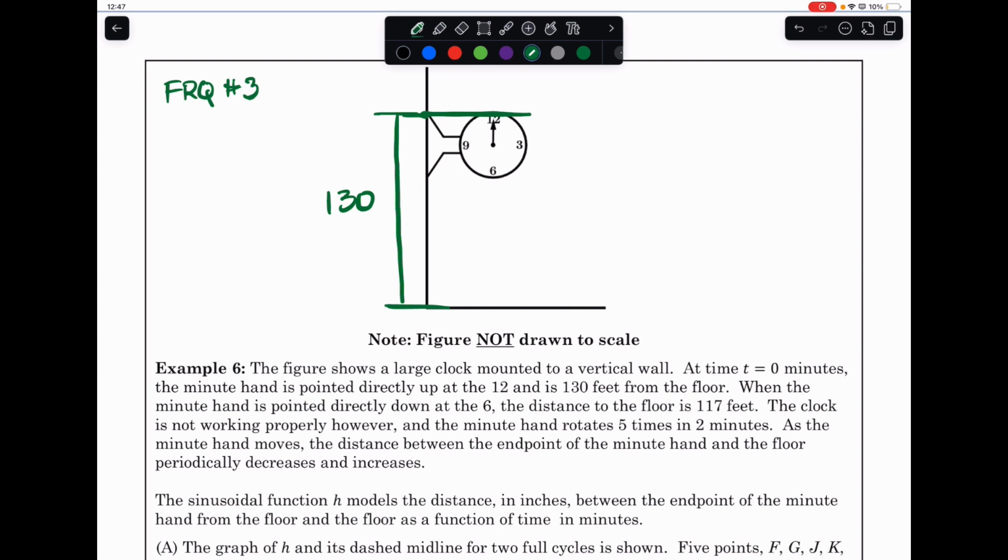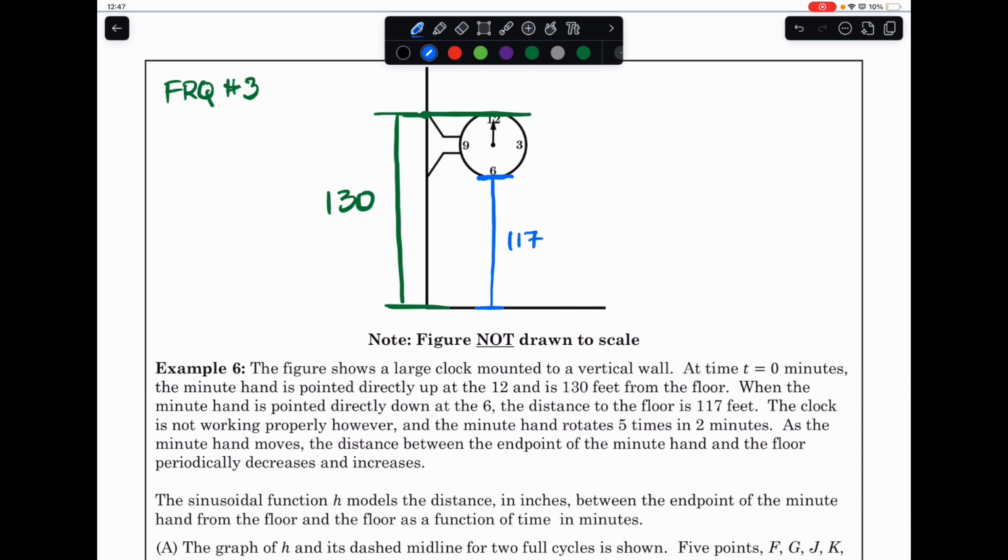When the minute hand is pointing directly down to the 6, the distance to the floor is 117 feet. So from the bottom of the clock, in other words, to the floor, that's 117 feet. Now the clock is working properly, and the minute hand rotates 5 times in 2 minutes. As the minute hand moves, the distance between the endpoint of the minute hand and the floor periodically decreases.